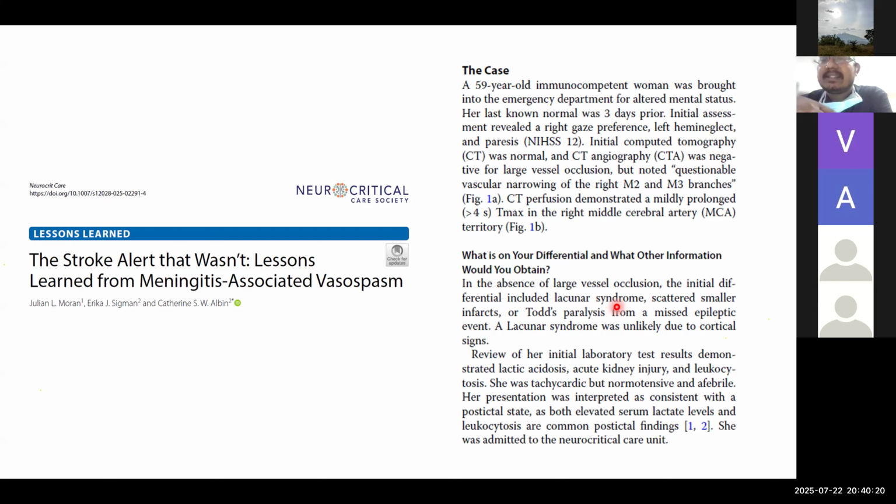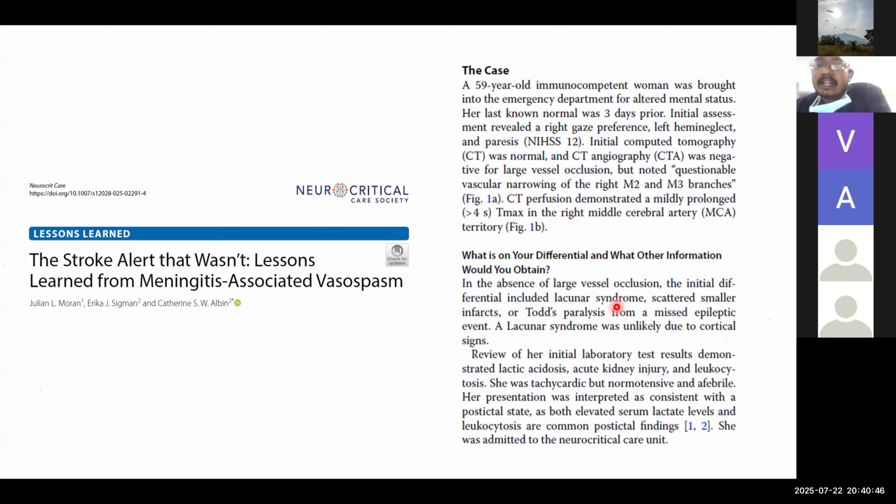So what it says is that a 59-year-old patient has come to the emergency department with altered mental status. On examination, she was found to have a stroke. But when they did a CT angio, there was not much large vessel occlusion, just questionable right M2 and M3 branch vascular narrowing. They did not take it seriously.